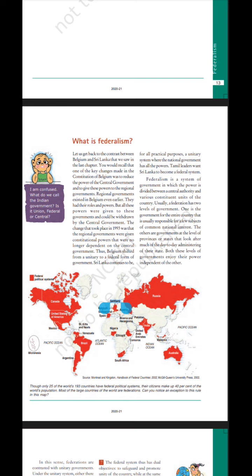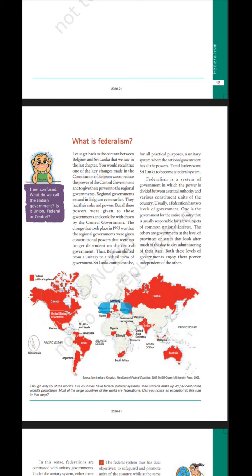Take a look at this map. Source: Handbook of Federal Countries 2002, McGill-Queen's University Press, Montreal and Kingston, 2002. Federal political systems: Canada, United States of America, Mexico, Saint Kitts and Nevis, Venezuela, Micronesia, Argentina, Brazil, South Africa, Ethiopia, Nigeria, Belgium, Switzerland, Spain, Germany, Austria, Bosnia and Herzegovina, Pakistan, United Arab Emirates, Comoros, Malaysia, Australia, India, Russia.